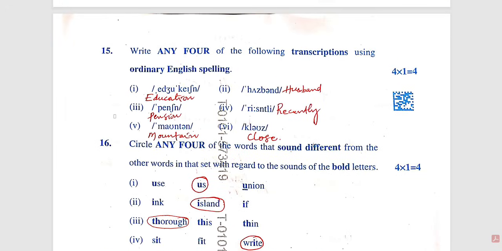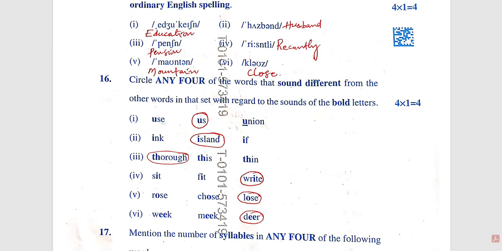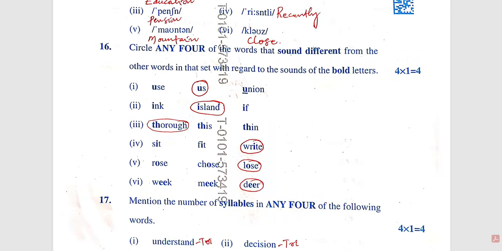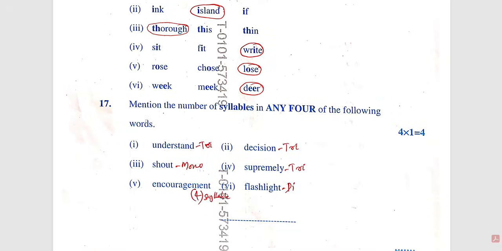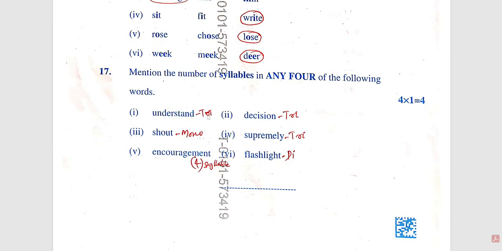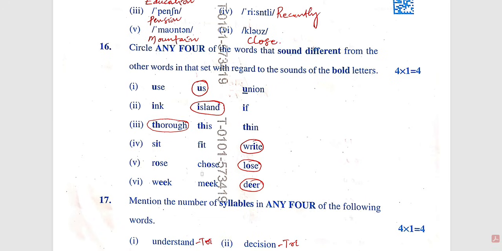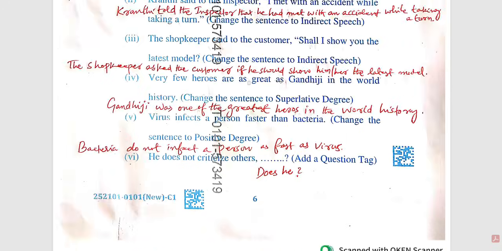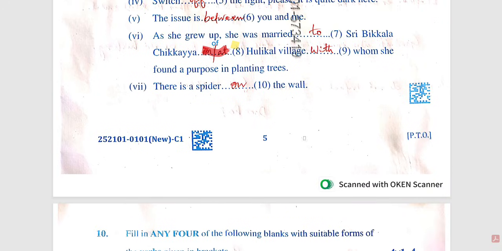15th, phonemic transcription. He'll be giving phonemic transcription. We have to change it into ordinary English spelling. For that, we'll get 4 marks. Then we have to circle the differently sounding word. We'll be getting 4 marks. He'll be providing 6, then we will attempt only 4. And 17th, mention the number of syllables, any 4 of the following. Is it monosyllabic, or disyllabic, or trisyllabic, or 4 syllables, like that we have to mention. Like this, in section C, altogether we'll be getting 56 marks.